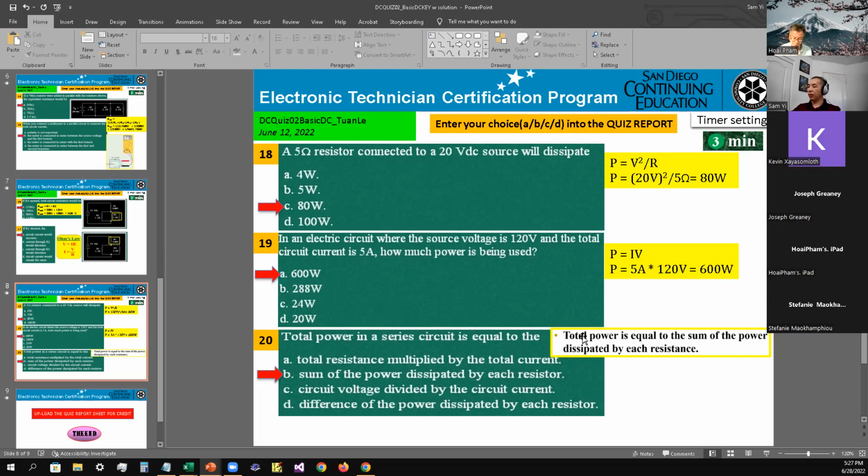Okay, so this is from the DC fundamental handout. Total power is equal to the sum of the power dissipated by each resistance. Okay, so the answer is B right there.